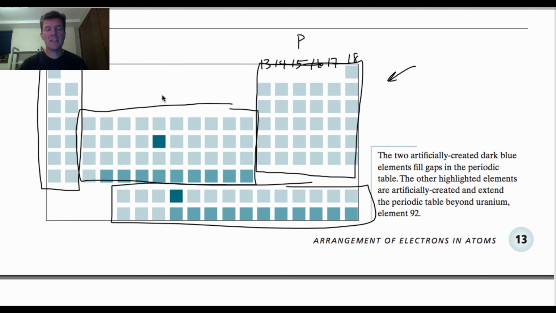D's, there are 10 of them. Well, guess what? Here are 10 columns right there. That's where the d's are getting filled. And then f, there are 7 of them, and 2 in each, so that's 14. Here's 14 right there for the f block. And we'll talk more about that when we get into the periodic table.